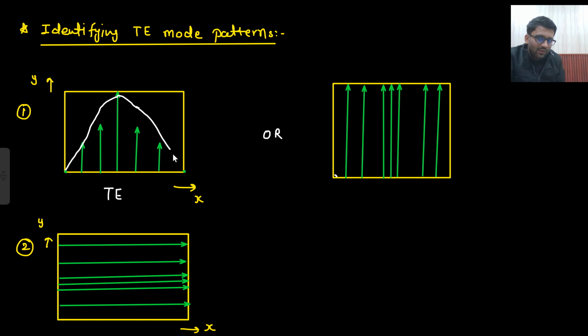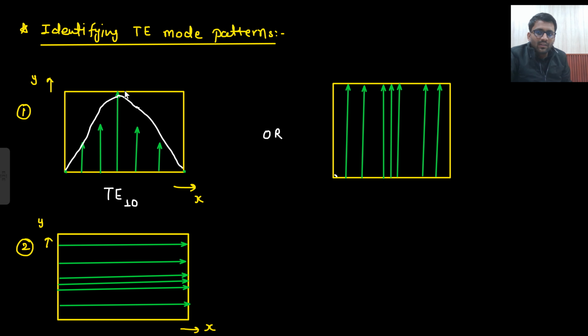They will not give you a sinusoid curve. They will make the fields. They will make the arrows like this. Then what do you see? In the X direction I can see 1 half cycle, but in the Y direction I cannot see any half cycle. So it is TE10.